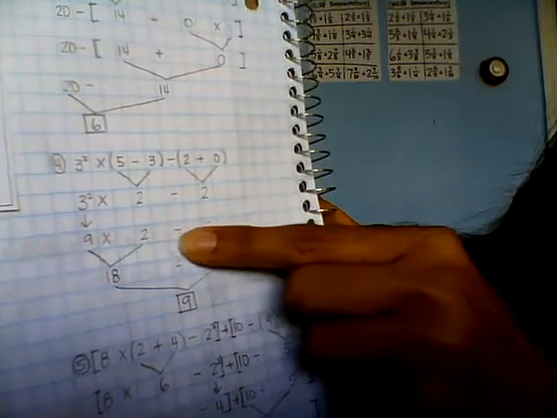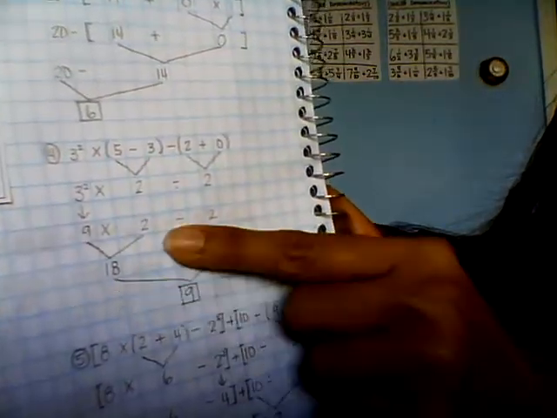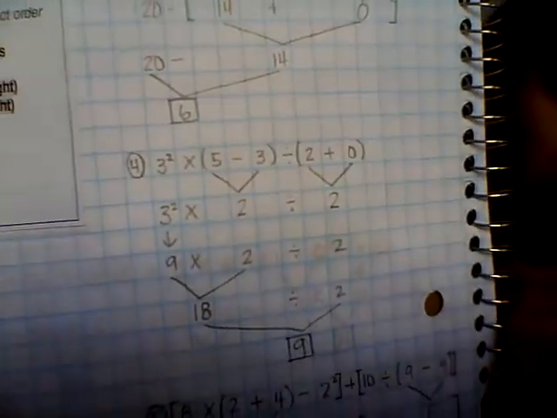And then times 2 divided by 2. And then we'll multiply 9 times 2, which is 18. And then divided by 2, which is 9. All right, bam, right there.